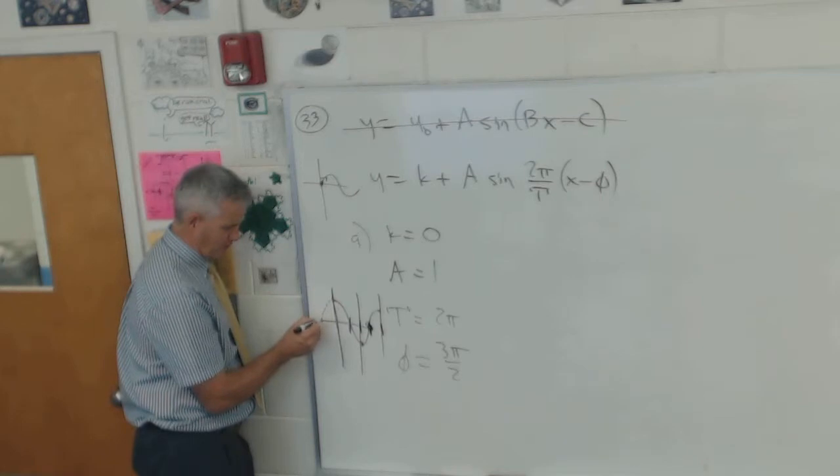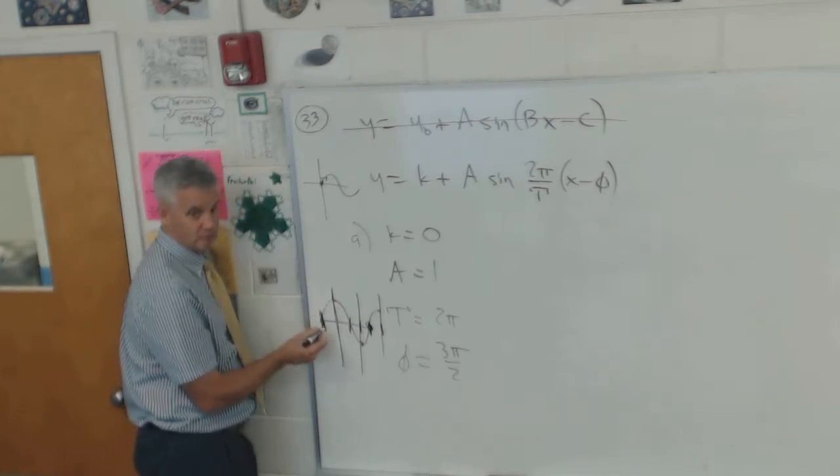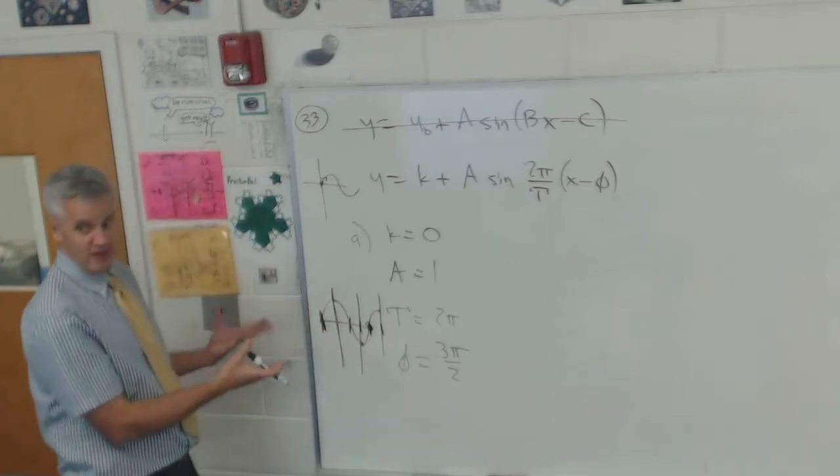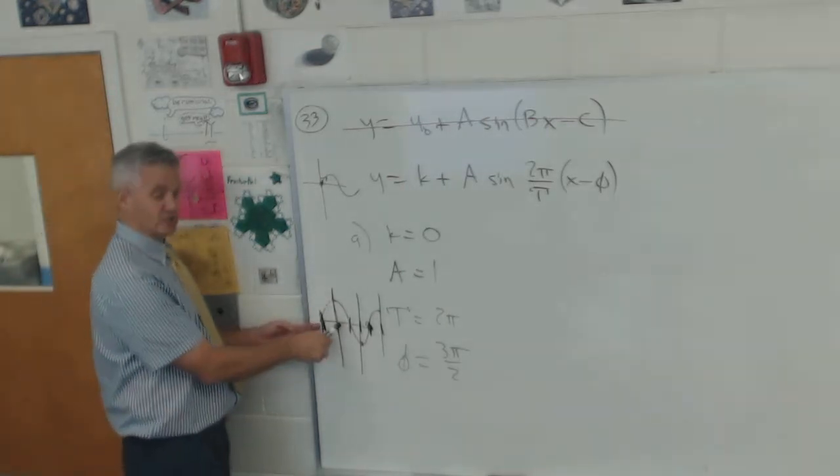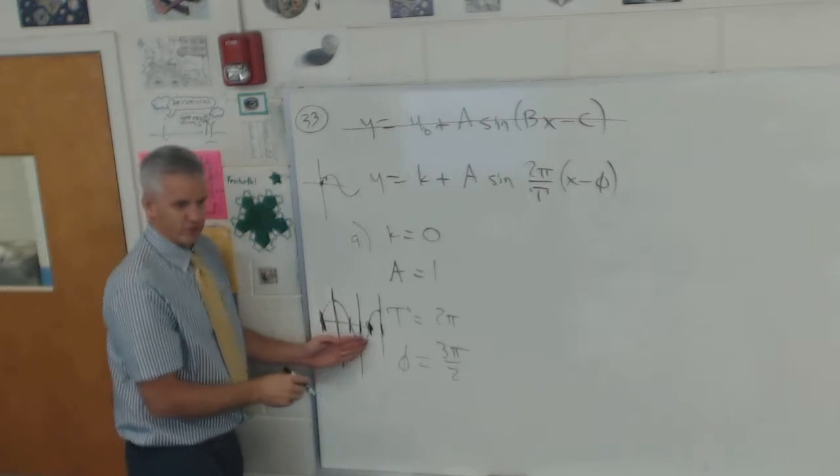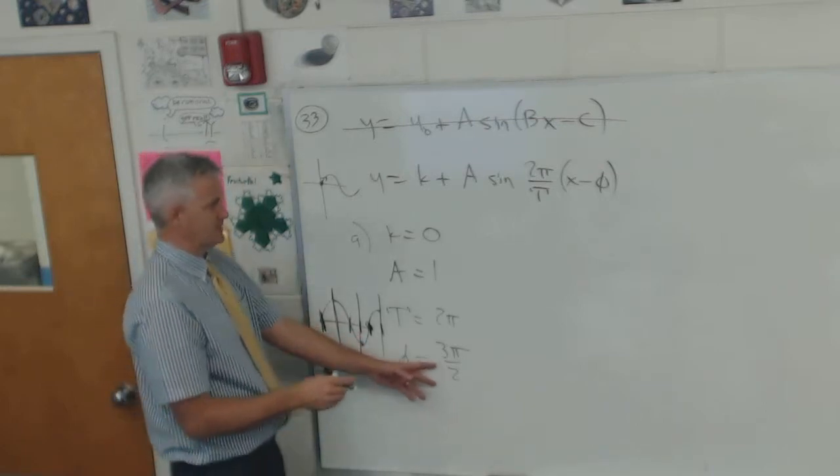Someone else would work backwards and say the phase shift is negative pi over 2. There's an infinite number of legitimate phase shifts. We usually take the one closest to 0 or the first positive one. So we'll take the first positive one.